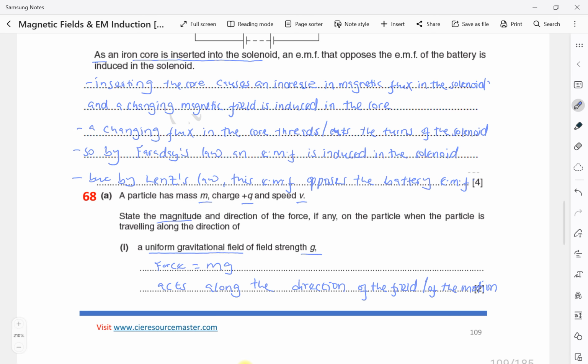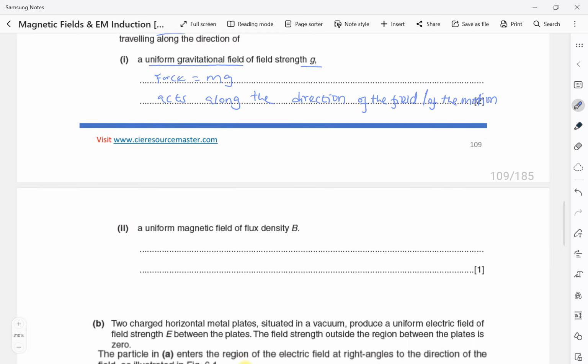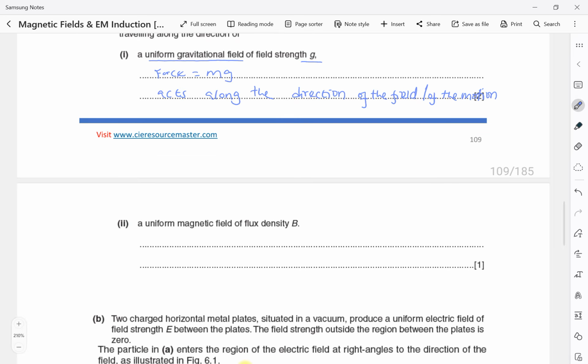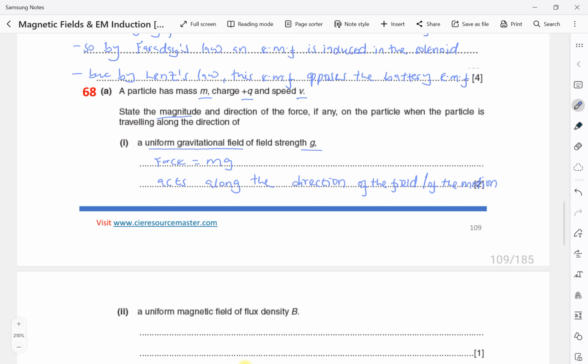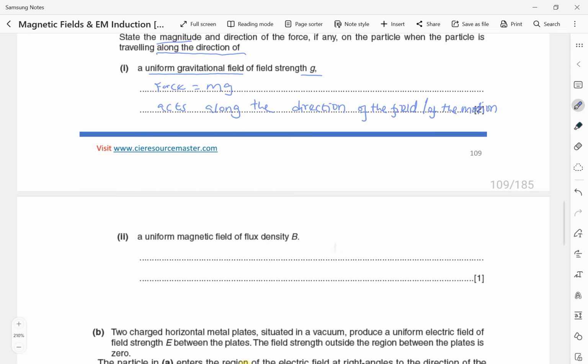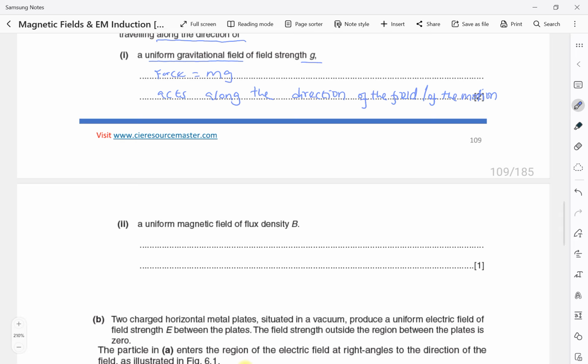So for a particle in a magnetic field, the force is mg, which acts along the direction of the field, normally towards the center of the larger mass. Then the magnetic field of flux density B. Of course, the force due to the magnetic field does not depend on the mass, but instead it depends on the charge. However, the force is zero if the particle is traveling along the direction of the field. If the particle is moving parallel to the magnetic field, then the force is zero. Fleming's left hand rule does not apply. So in this case, the force equals zero.